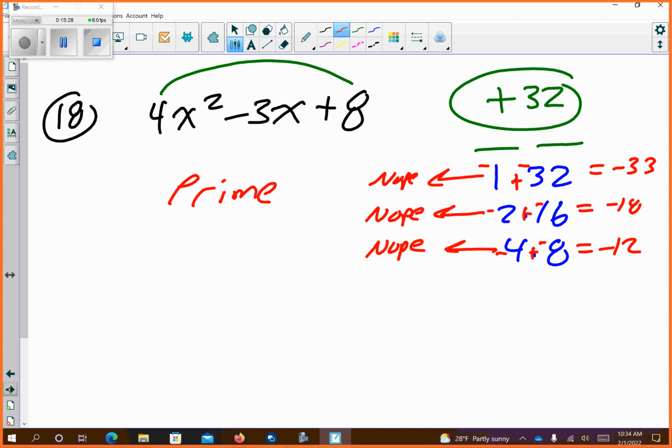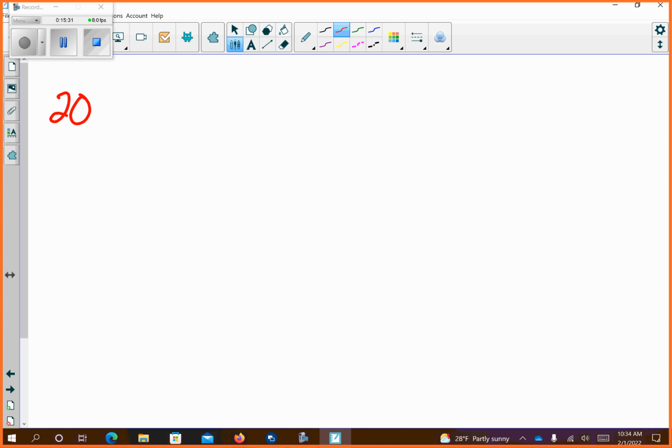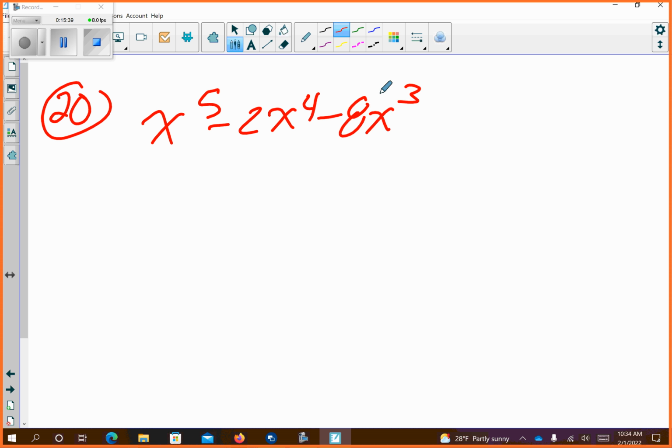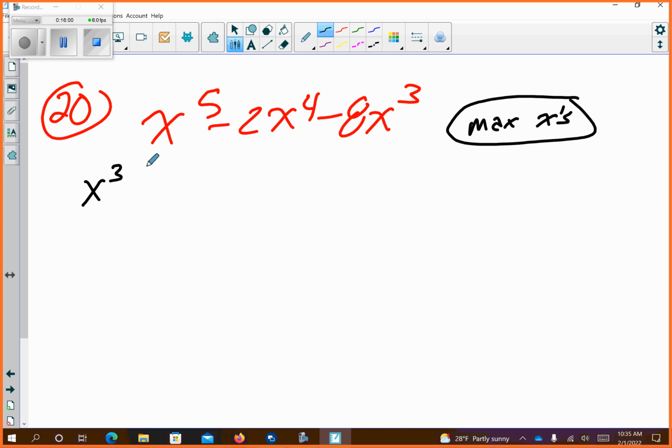All right, last problem. Goofiest one. We have x to the 5th minus 2x to the 4th minus 8x to the 3rd. So friends, do you think this one's going to have a greatest common factor I have to factor out first? Yeah, it's not sitting there as x squared, so that should be kind of a first key. What's the maximum x's I can pull out? 3. Good. I can pull out x to the 3rd. So if I pull out x to the 3rd from x to the 5th, what do I have left there? X to the 2nd. Very good.